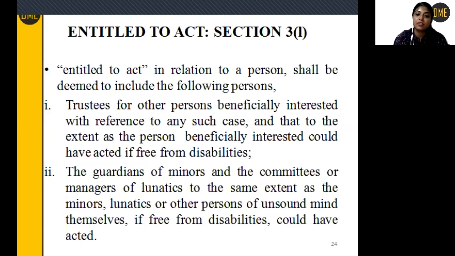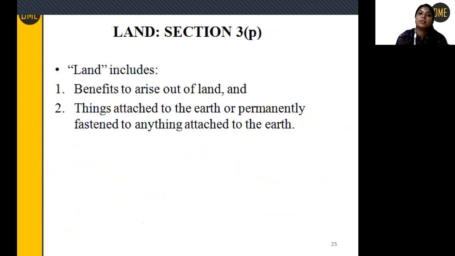Secondly, the guardians of minors and the committees or managers of lunatics, to the extent as the minors, lunatics, or other persons of unsound mind themselves, if free from disabilities, could have acted, they will act in the same way. So trustees, number one. Secondly, the guardians will be the persons entitled to act in place of the persons.